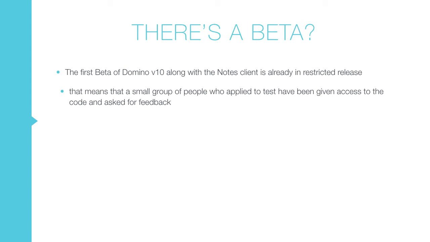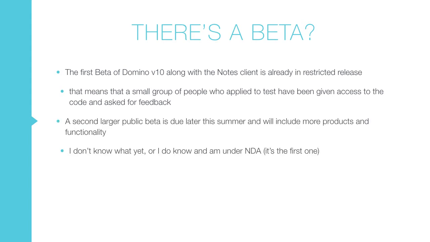So some of us have been working with the beta under NDA. A second, larger public beta is due later this summer, which is going to be available for everyone and will include more products and functionality. Currently, we're just beta testing some of the products. I don't know what's going to be in the second beta test, and we'll all find out when that comes out later this summer. So since there is a beta and there's a beta approaching, it's a good time to talk about how we beta test and what we're trying to achieve.